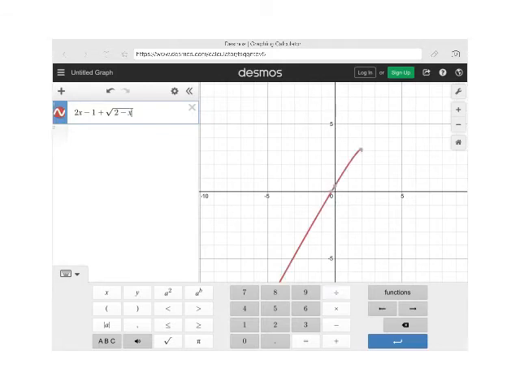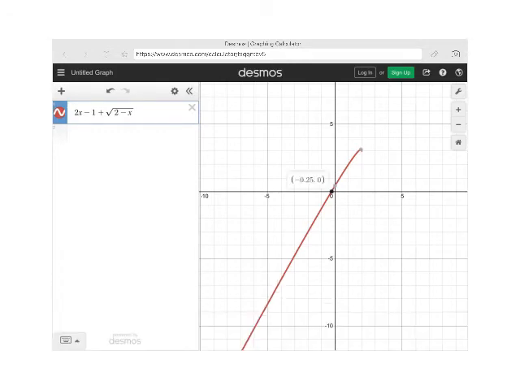So here is our graph, and if I hit that point, it's negative 0.25. So again, we set everything equal to 0, so all we have to do is look for where it crosses the x-axis, and there's my solution, negative 0.25.